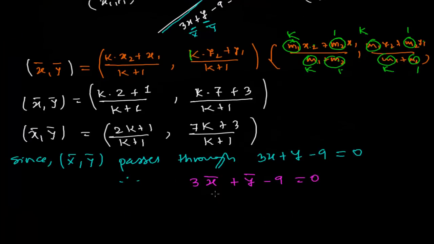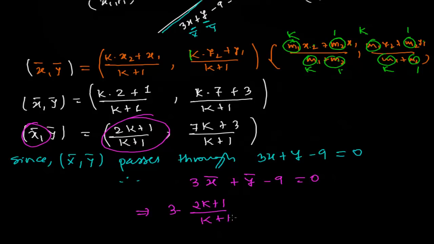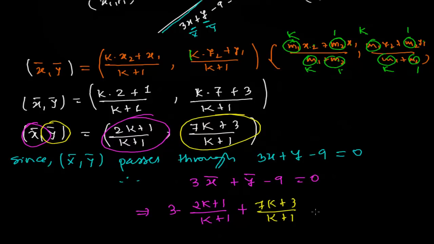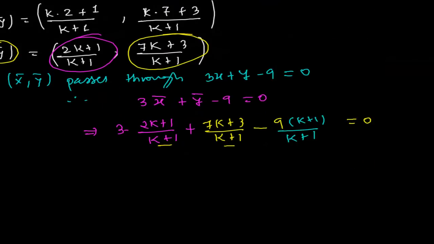So let me put the value of x bar and y bar. So 3, what is my x bar? Here I have got x bar as 2k plus 1 over k plus 1. So 3 times 2k plus 1 over k plus 1, and then plus y bar. Now y bar is equal to 7k plus 3 divided by k plus 1, and minus this 9, so equals 0. Everything has k plus 1, so it is better to multiply by k plus 1 and divide by k plus 1 for easy calculation. All right. Now let's go further.